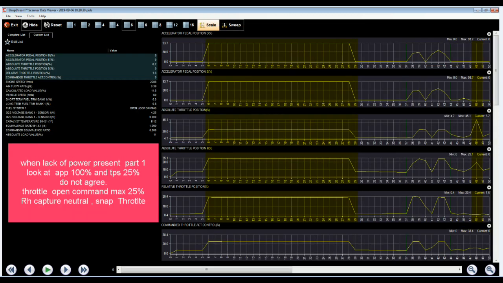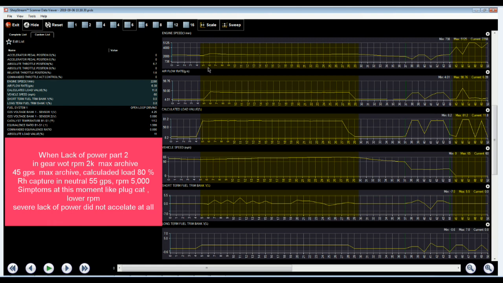Okay, now we're coming to when the fault was present. Look at something here, 93%. I'm all the way to the floor from here to here. Okay, the two APP sensors agree, but my throttle went to 21%, something like that. This is when the fault is present. You see here, about 25%. Right here is my commanded throttle. As we can see here, this is about 25% throttle command when I'm requesting full throttle. So that's when the fault was present.